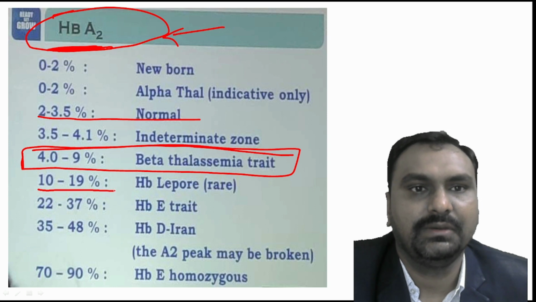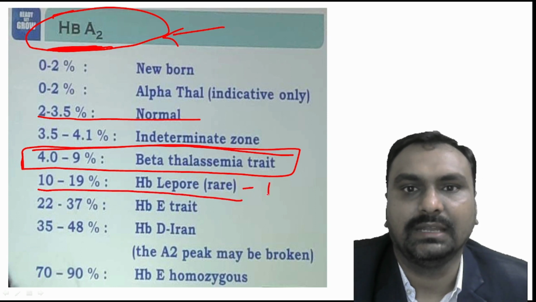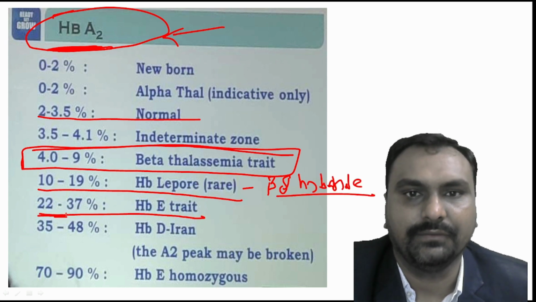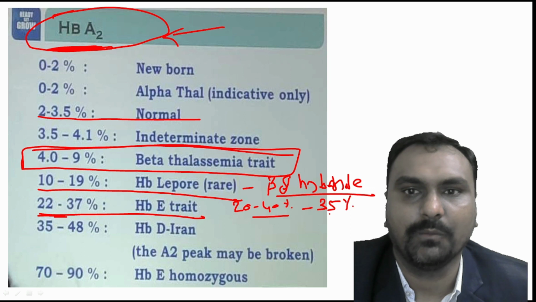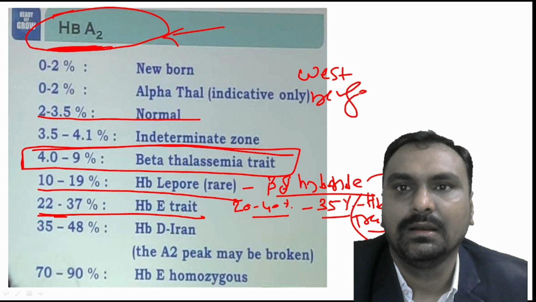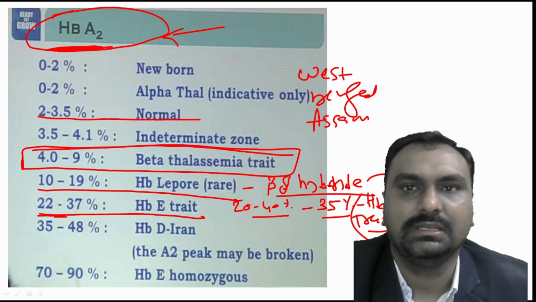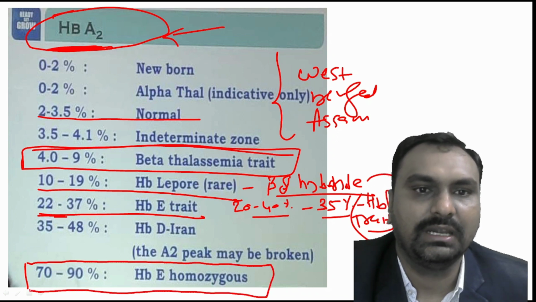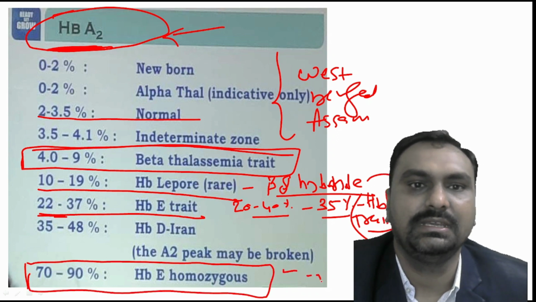Okay, if the level is between 10 to 19, it is Hb Lepore, where there is a beta delta hybrid. If HbA2 is between 22 to 37, okay, as we know, between 20 to 40% is heterozygous. So 22 to 37 and around 35% is an HbE trait. This HbE trait is very common in the north-east part of India, mainly in the West Bengal and Assam region. This HbE is very common.